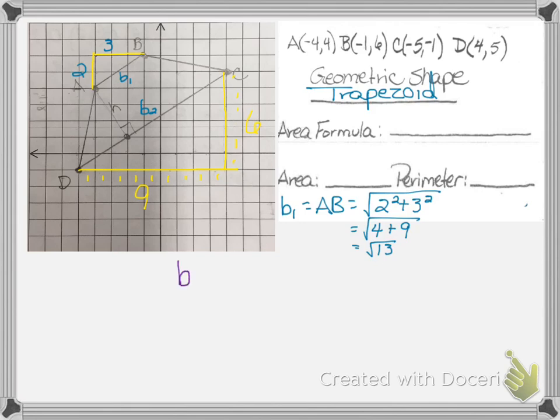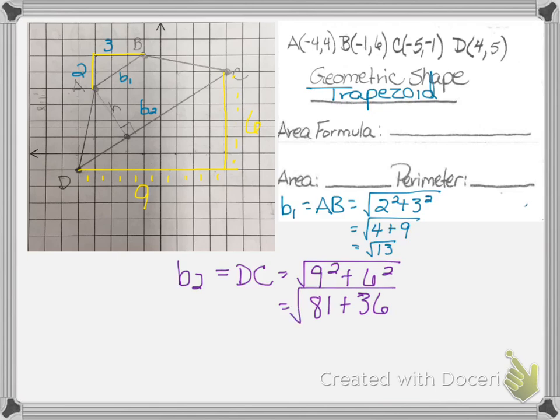So my base 2 is whatever the length of DC is, which is the square root of 9 squared plus 6 squared, which is 81 plus 36. And 81 plus 36 is the square root of 117.